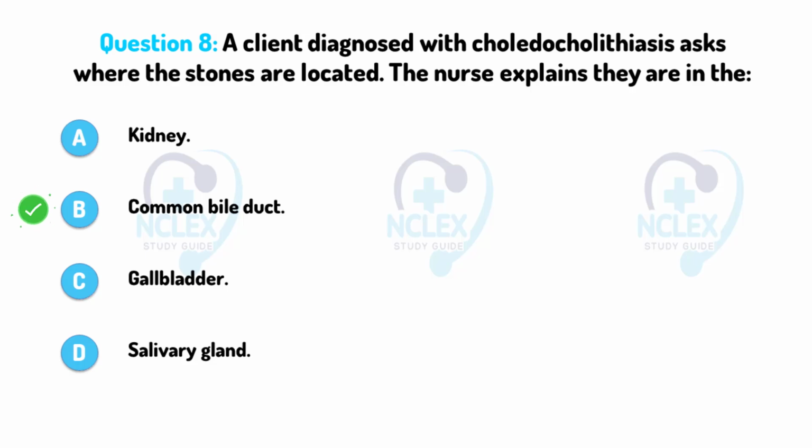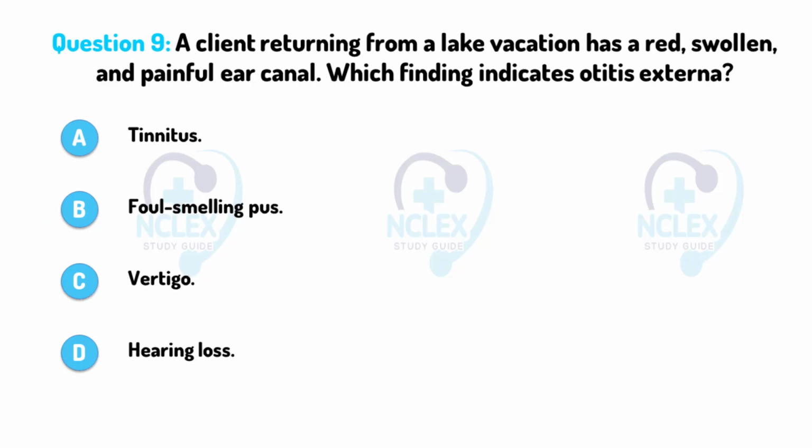complications. Question 9. A client returning from a lake vacation has a red, swollen, and painful ear canal. Which finding indicates otitis externa? A. Tinnitus. B. Foul-smelling pus. C. Vertigo. D. Hearing loss. Correct answer. B. Foul-smelling pus. Explanation. Otitis externa, commonly known as swimmer's ear, is characterized by inflammation and infection of the outer ear canal, often accompanied by foul-smelling discharge.